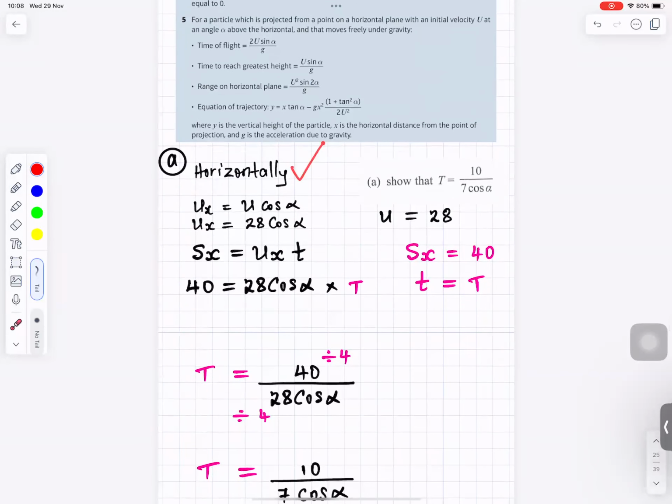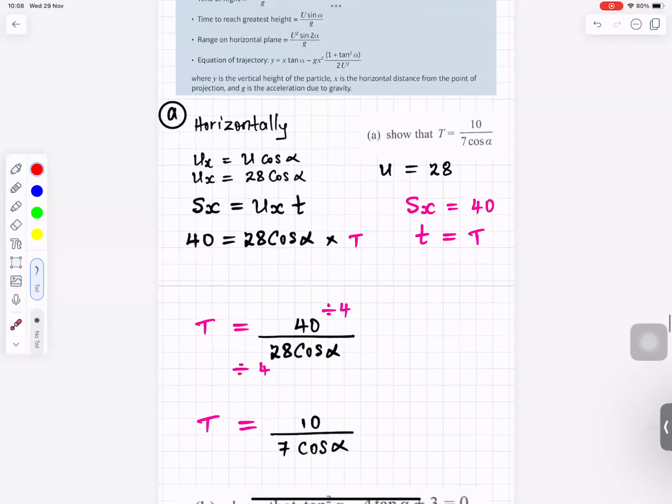So looking at it horizontally, ux, that's why it's x, is the horizontal, the x direction. It's u cos alpha. And you put u is 28, so it becomes 28 cos alpha. And the horizontal distance is that ux times t. So 28 cos alpha times t. Now you make t the subject. t would be 40 divided by 28 cos alpha. You divide 40 by 4, divide 28 by 4. You get 10 over 7 cos alpha.